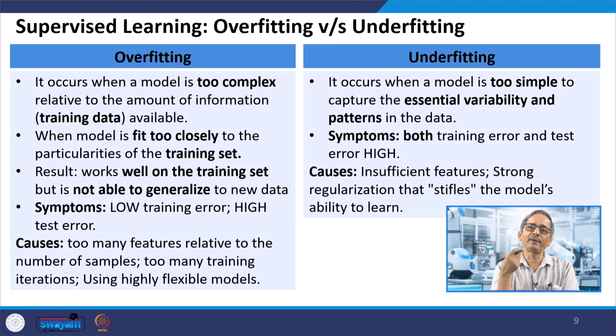And next, what if your model is too simple to capture the essential variability and the pattern in the data? In that case, you are going to have very high training error, and your test error is also going to be high. The causes for this are naturally insufficient features and strong regularization that stifles the model's ability to learn. That causes what we call underfitting. If your model is too simple, it is underfitting; if your model is too complex, it is overfitting.